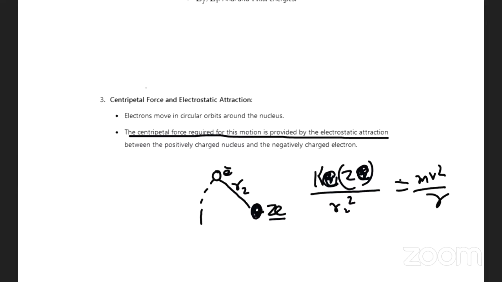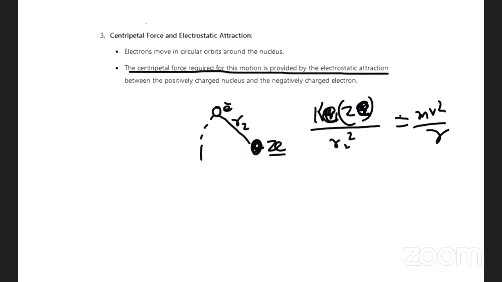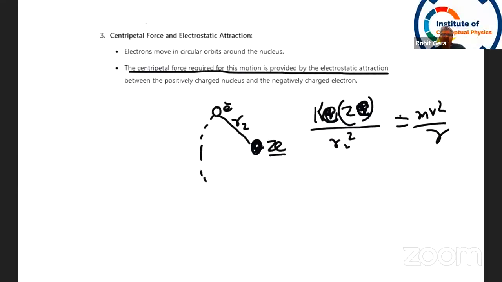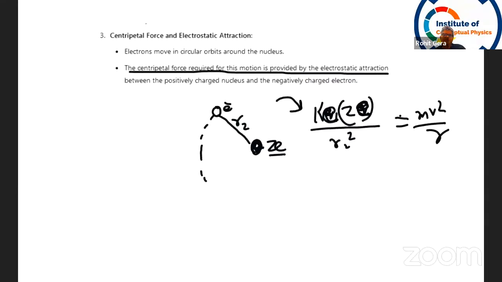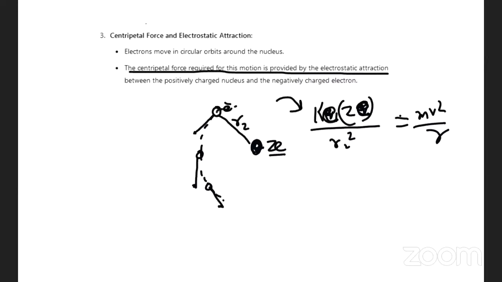It is moving in a circle. For you to move in a circle, you need a force. It is coming from the electrostatic force of attraction. Okay, ठीक है. The electrostatic force of attraction is making it move in a circle. Tangent, right? Typical circular motion. Got it?